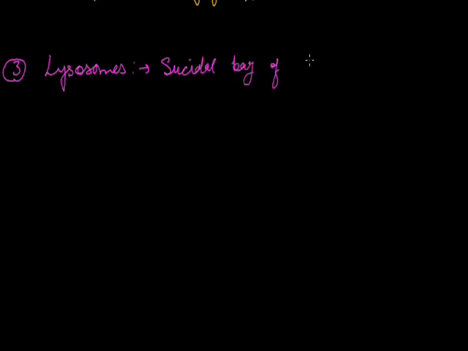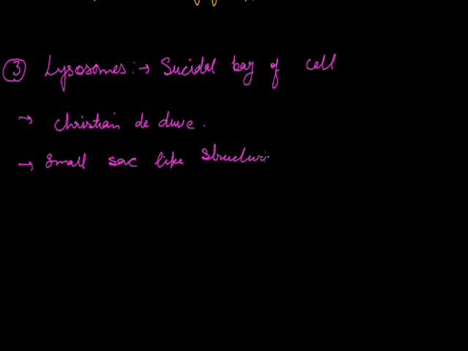Now, third one is lysosomes. These are also known as suicidal bag of cell. This is discovered by Christian de Duve. These are small sac-like structures which contain hydrolytic enzymes.